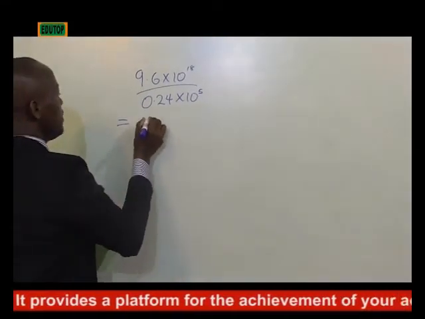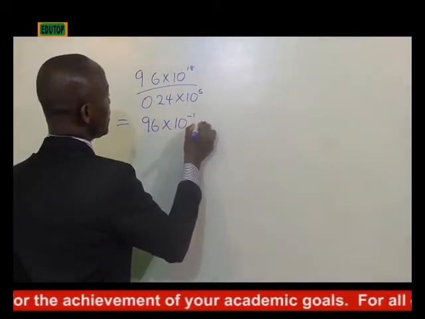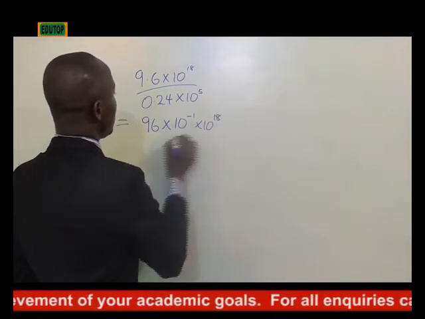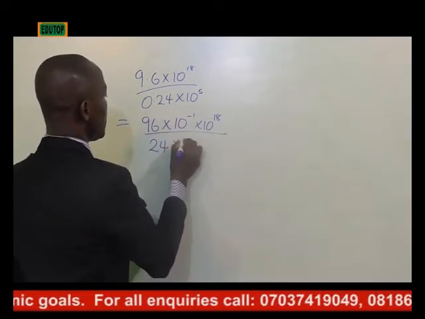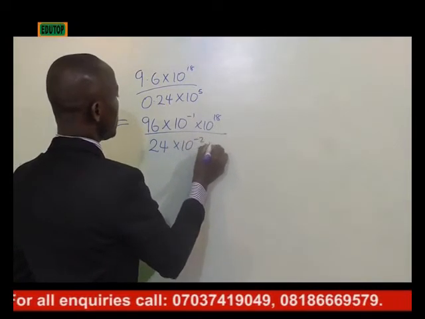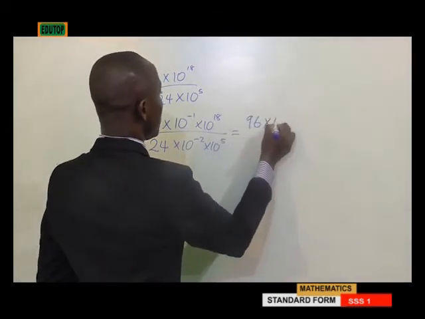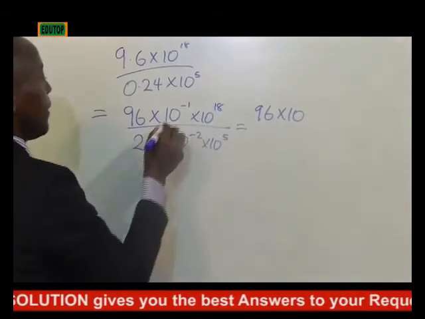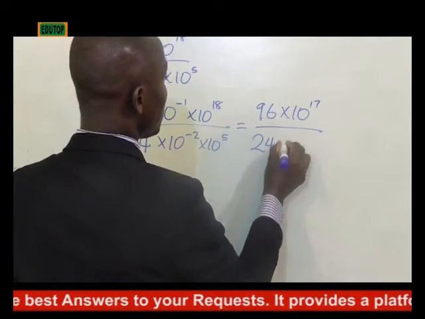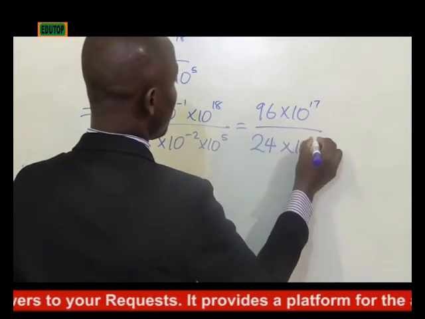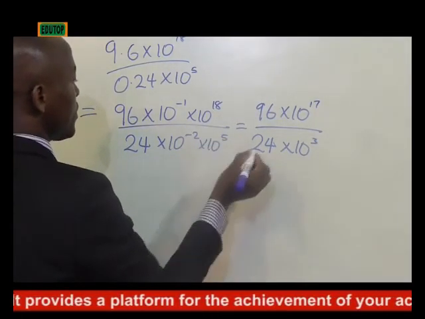Now we'll be having 96 times 10 raised to power minus 1 times 10 raised to power 18 divided by 24, by shifting it twice, times 10 raised to power minus 2 times 10 raised to power 5, which is equal to 96 times 10 raised to power minus, that's 17, divided by 24 times 10 raised to power 3. That minus 2 plus 5, that's 3.